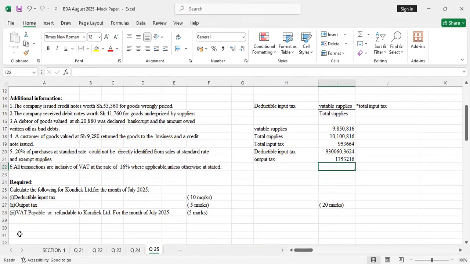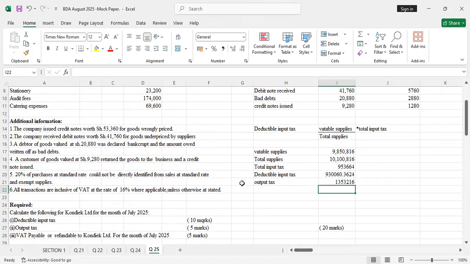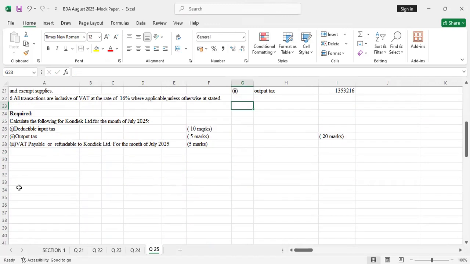Then now part 3, VAT payable or refundable to Kondiek Limited for the month of July 2025. Now you'll pay attention once again. So this was Roman 2, and this is Roman 1. Let me name them. Roman 1. This is Roman 2. So Roman 3. Let me do it here. So we are looking at VAT payable and refundable for Kondiek Limited.